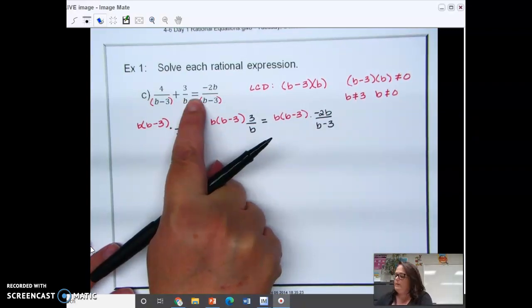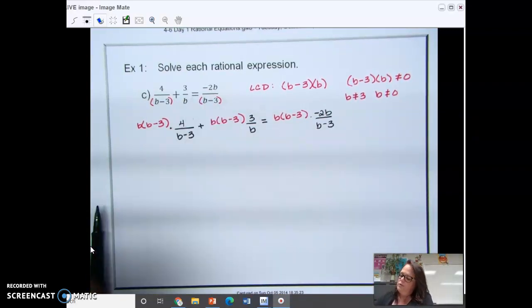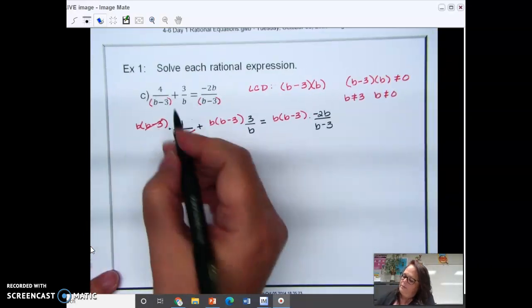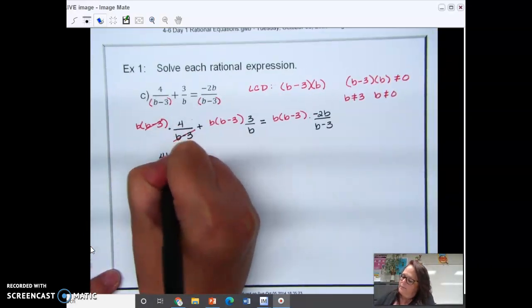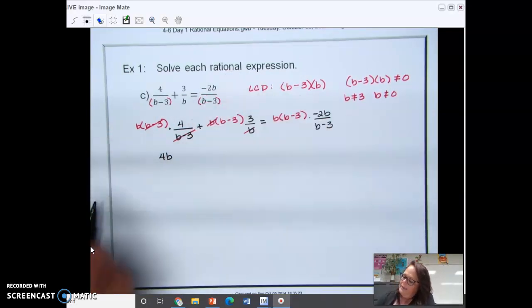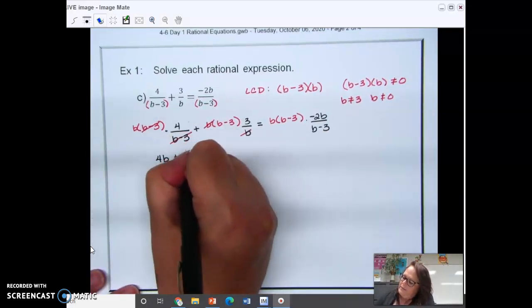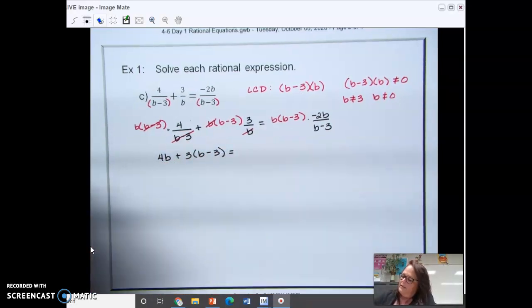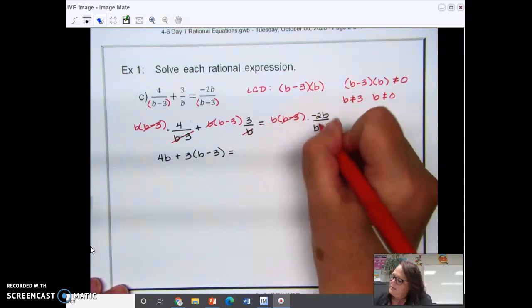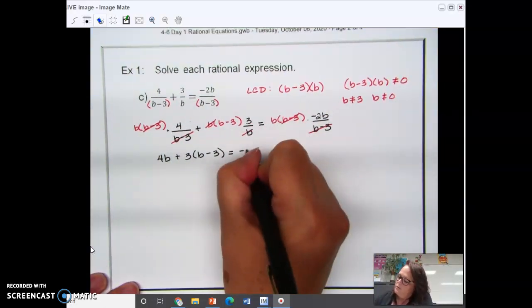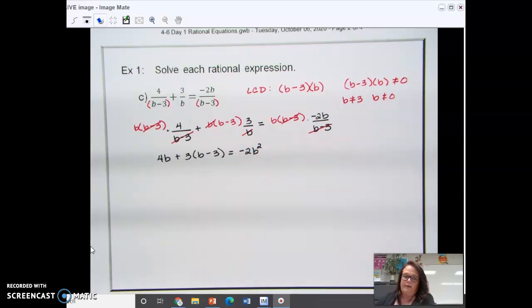In this first one, the b minus 3's cancel, and that leaves me with b times 4. And then over here, the b's cancel, and that leaves me with 3 times b minus 3. And on this side, the b minus 3's cancel, and that leaves me with b times negative 2b. So that's going to be negative 2b squared.